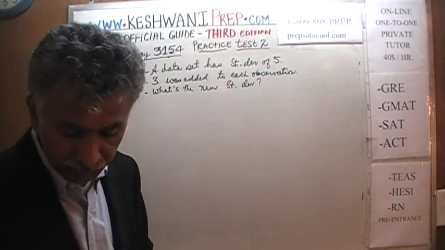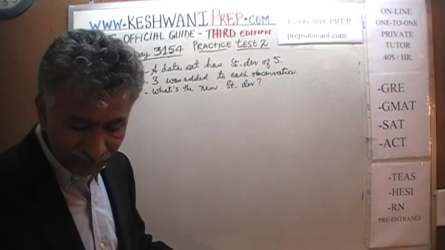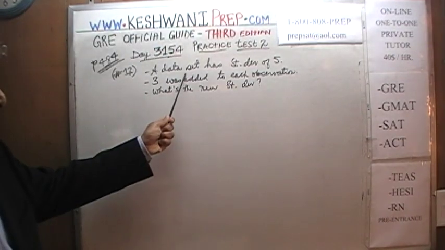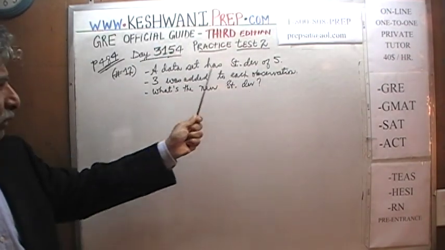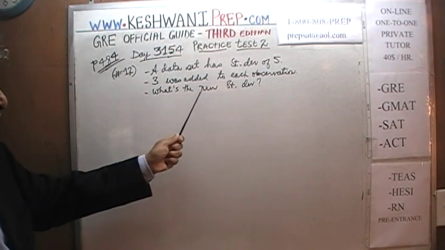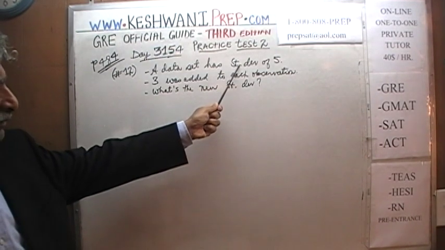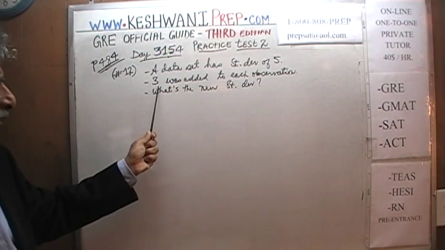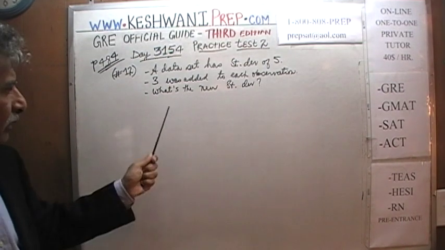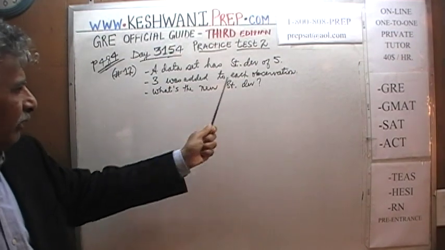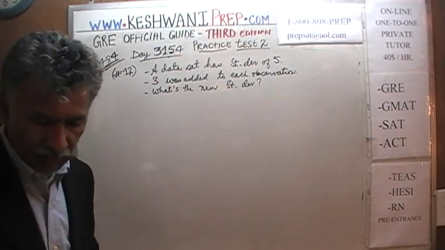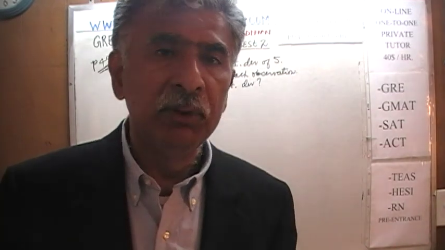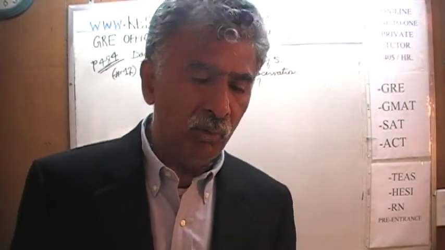Read the problem yourself. It says that we have a data set and we are told that this data set has a standard deviation of 5. The question simply is, what's going to happen to the standard deviation? Standard deviation as it exists is 5. What's going to happen to the standard deviation if we were to add 3 to every single observation? 3 was added to each observation. What's the new standard deviation? How does it affect the standard deviation if you were to add a constant amount to all the observations?